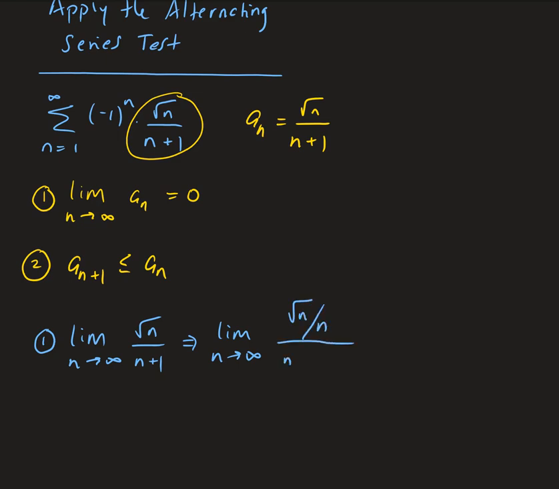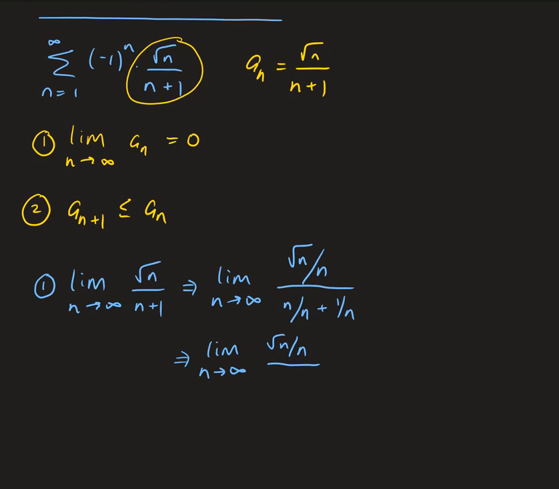So we're going to get root n over n plus 1 over n. This is going to simplify. We end up getting root n over n on top, and on the bottom we get 1 plus 1 over n.